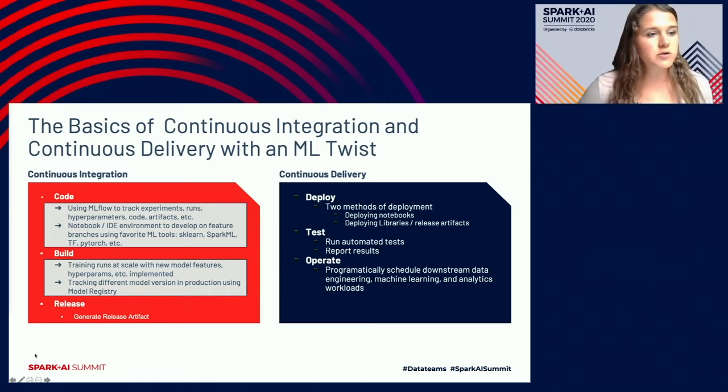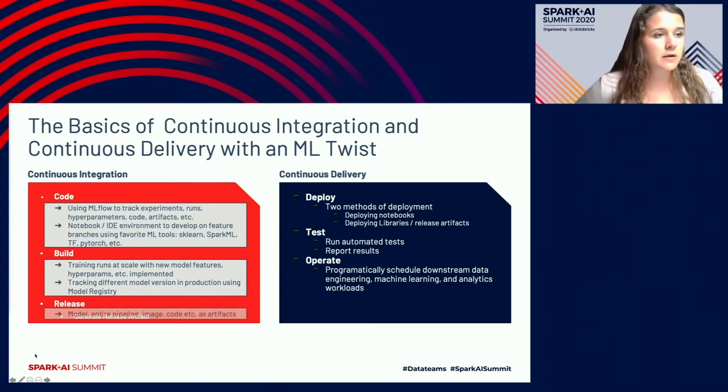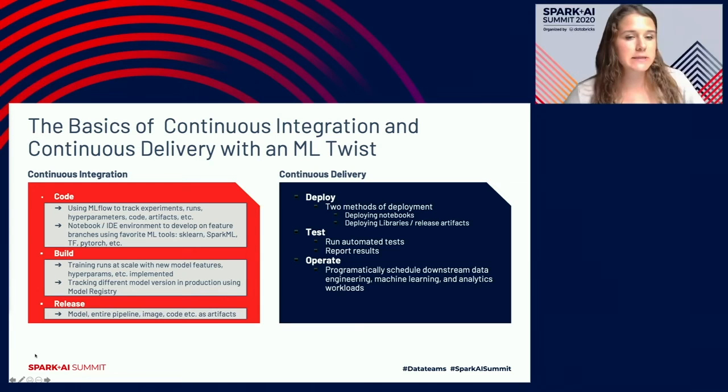And then tracking the different model versions in production using the model registry. So tracking all of those different builds within the model registry as that central sort of governance location. And then lastly, on the continuous integration side, release, as Pete mentioned, there's a release artifact in a typical CI/CD pipeline.